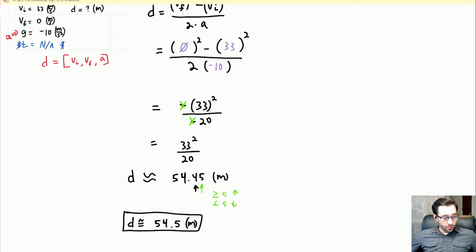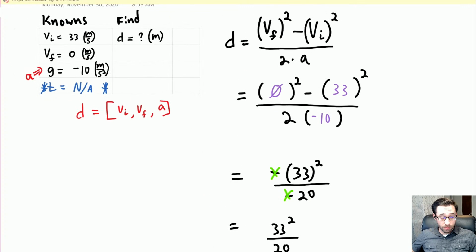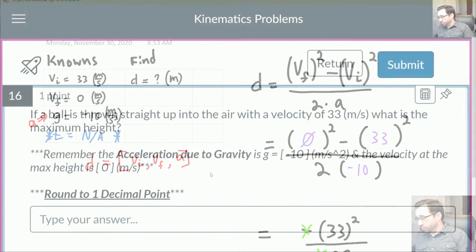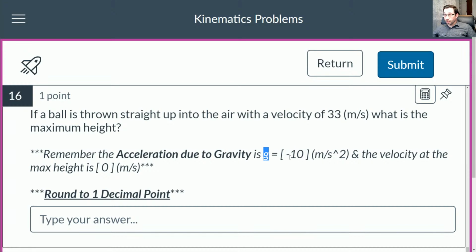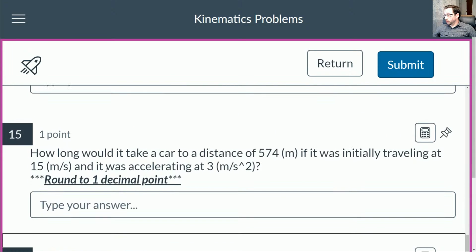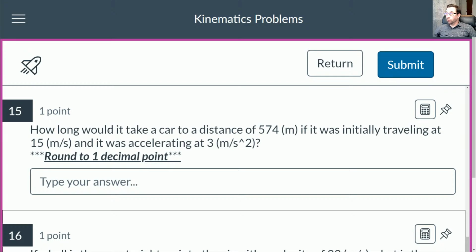So those problems dealing with vertical motion are going to be the most difficult. The only reason it's the most difficult is because of the acceleration due to gravity, little g equals -10, and the velocity at the max height being 0 meters per second. That is going to take a little bit more critical thinking. But the rest of the problems that I've given you, like number 15: how long would it take a car to go a distance of 574 meters if it was initially traveling at 15 meters per second and it was accelerating at 3 meters per second squared?